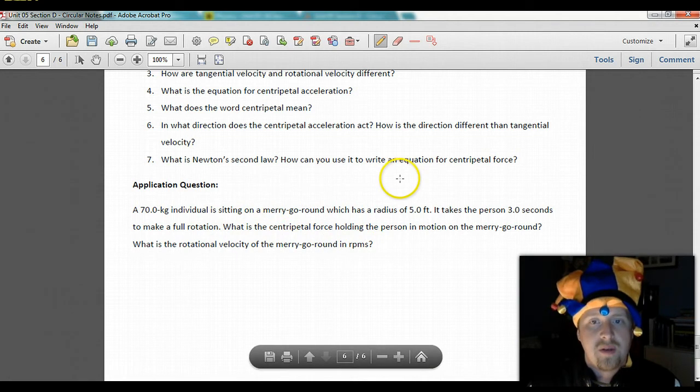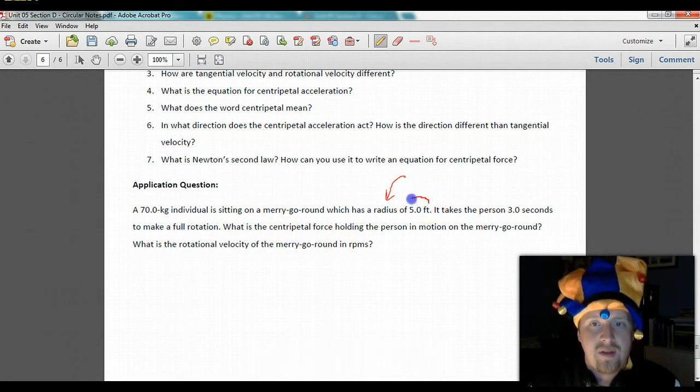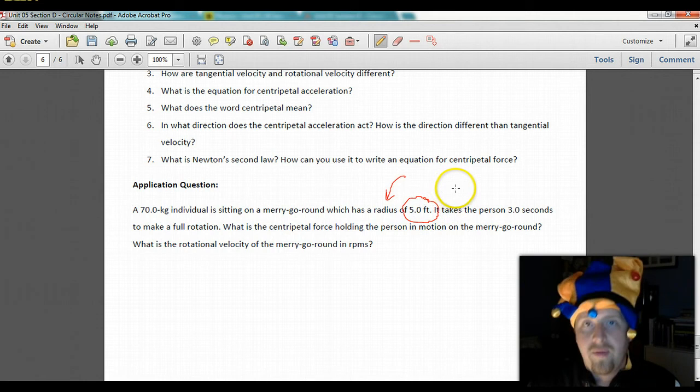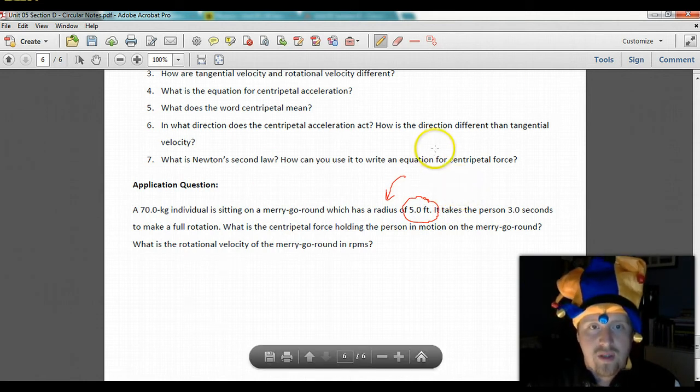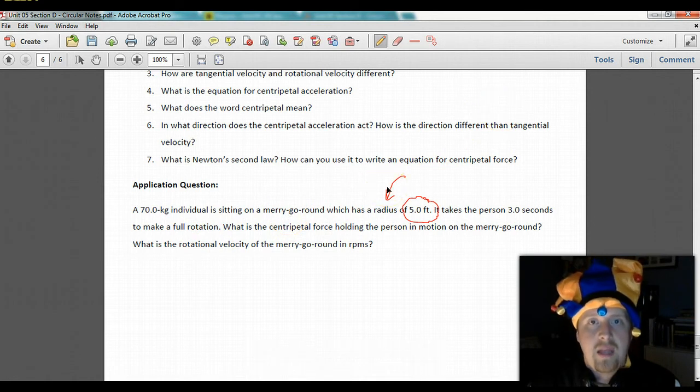I also want you to answer this question. Notice again that there's this value of feet. You're going to have to make another conversion. You should finish both of these questions in class, and you should be able to go home with no homework tonight.